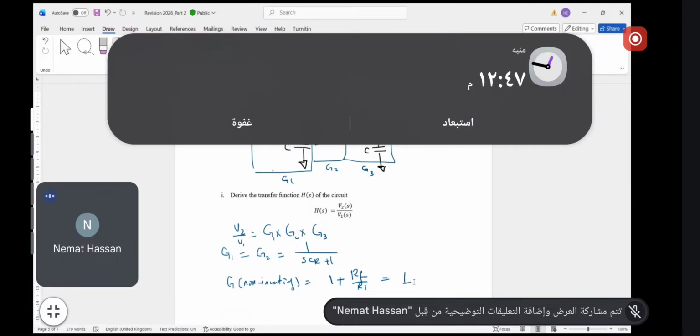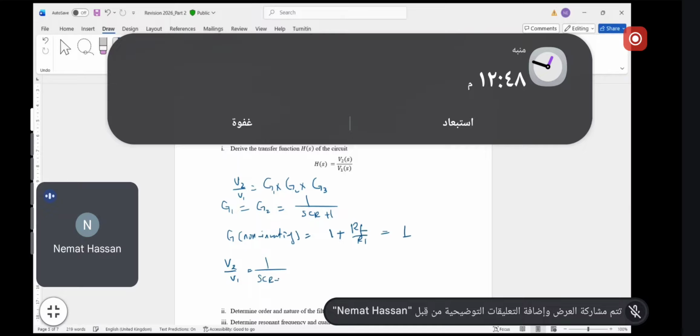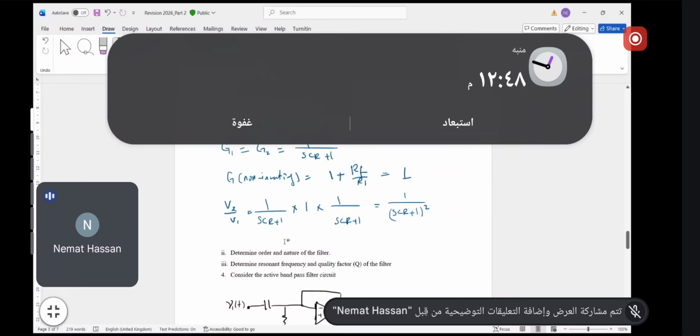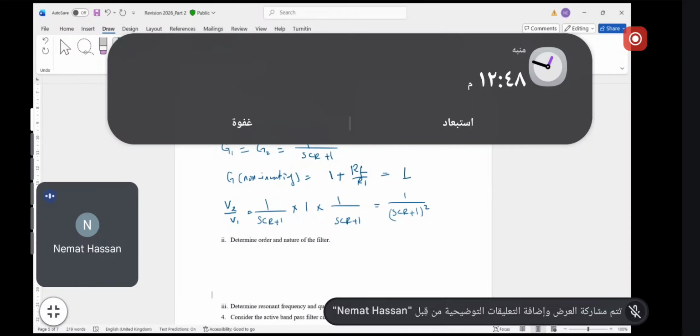It's a voltage follower, which means that overall the gain will be what? V2 over V1 is equal to 1 over SCR plus 1 times 1 times 1 over SCR plus 1, which is basically 1 over SCR plus 1. Do you agree with that? So this is the transfer function H of s. Done. Now, can we determine the order and the nature of the filter?